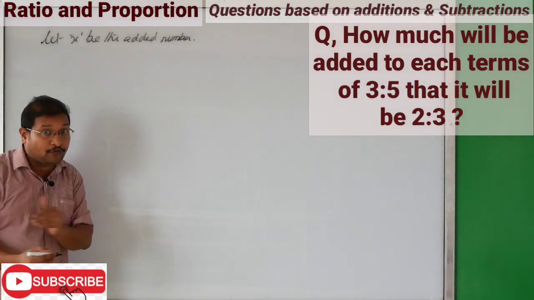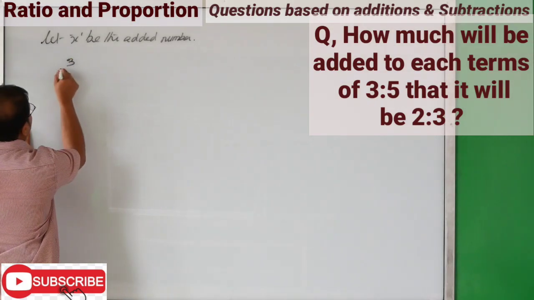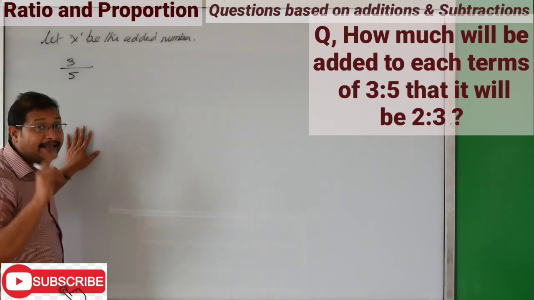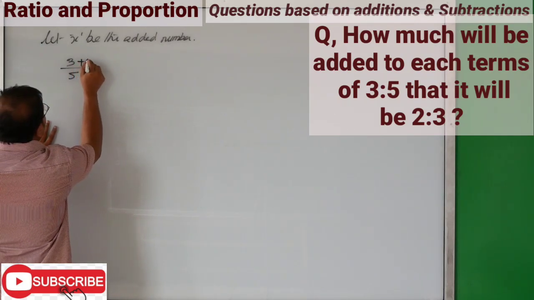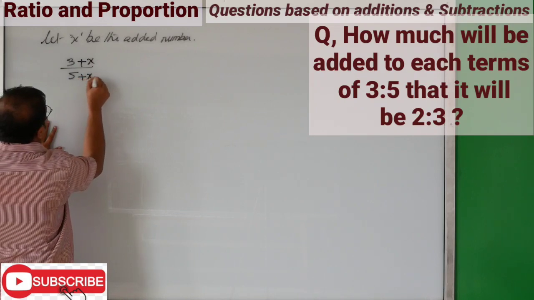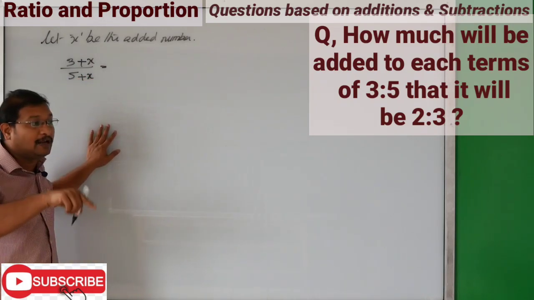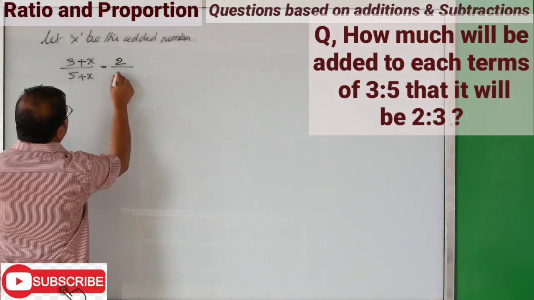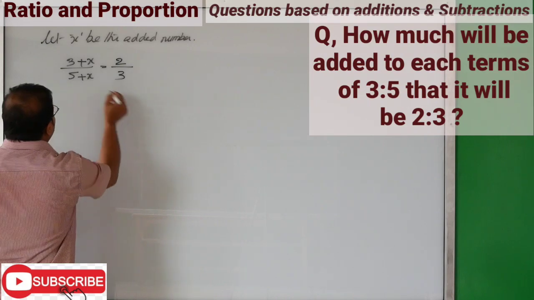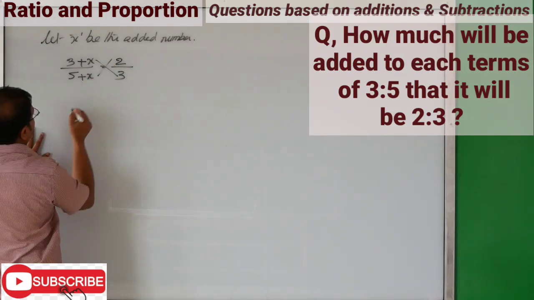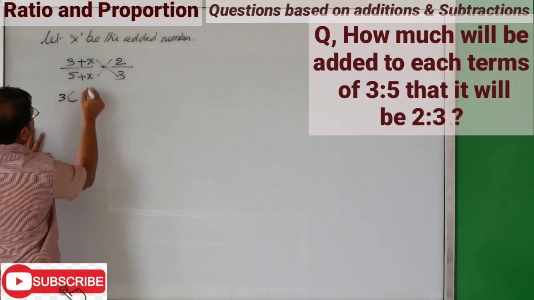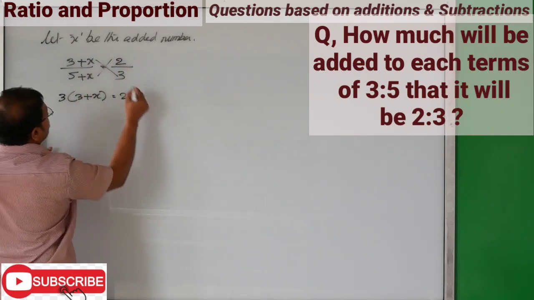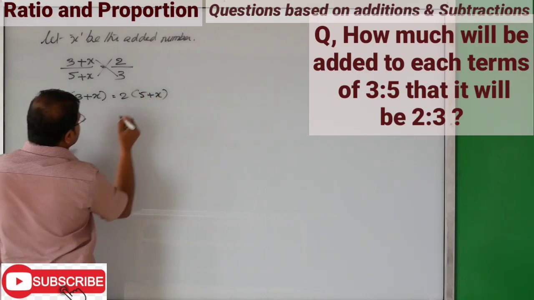After that, what will happen? The ratio is 3:5. In this, 3:5 means 3/5. We are adding x. That means 3 plus x divided by 5 plus x equals, then it will convert into 2/3. That means 2:3 means 2/3. Ready? Let's cross multiply this one. That means 3 into 3 plus x equals 2 into 5 plus x.